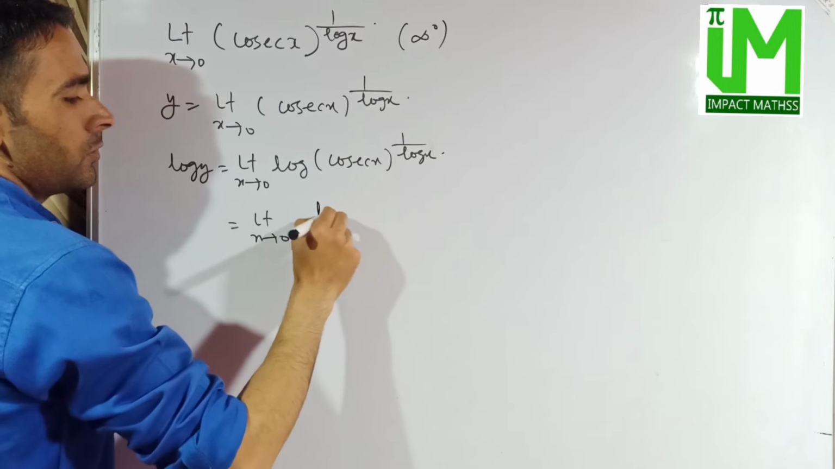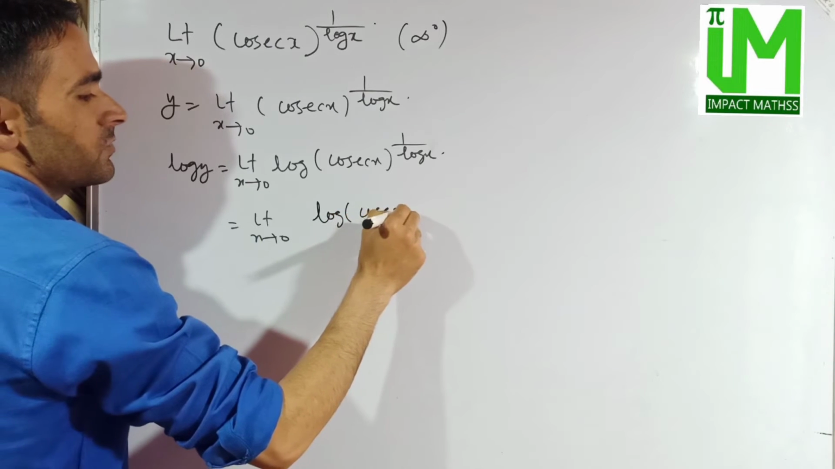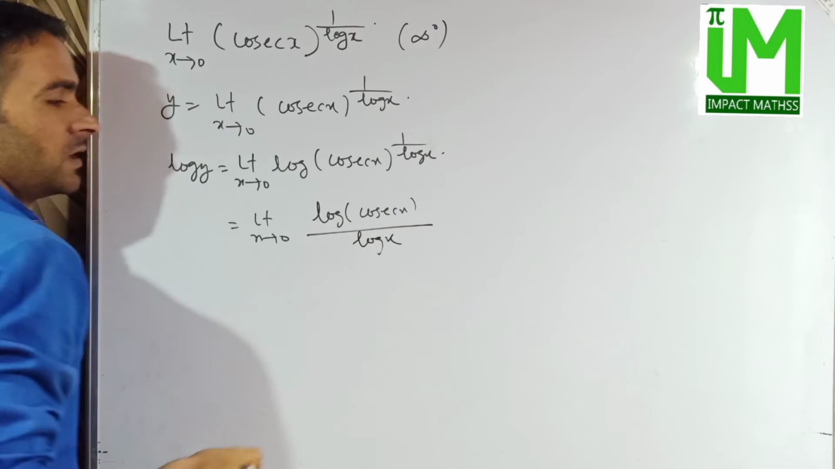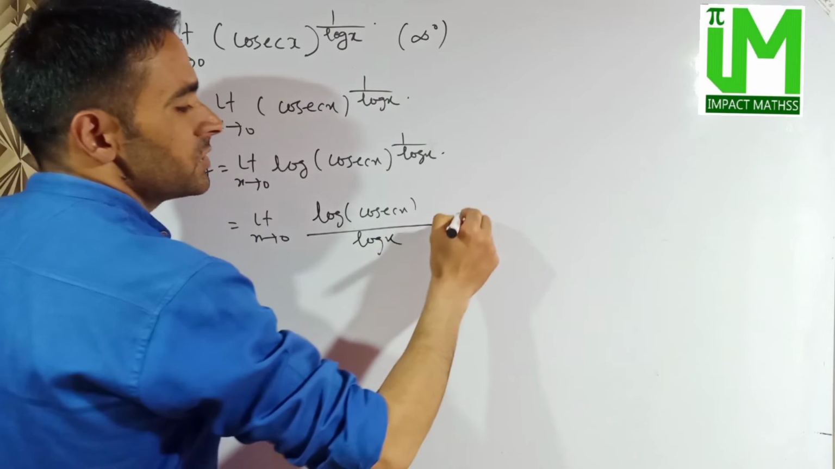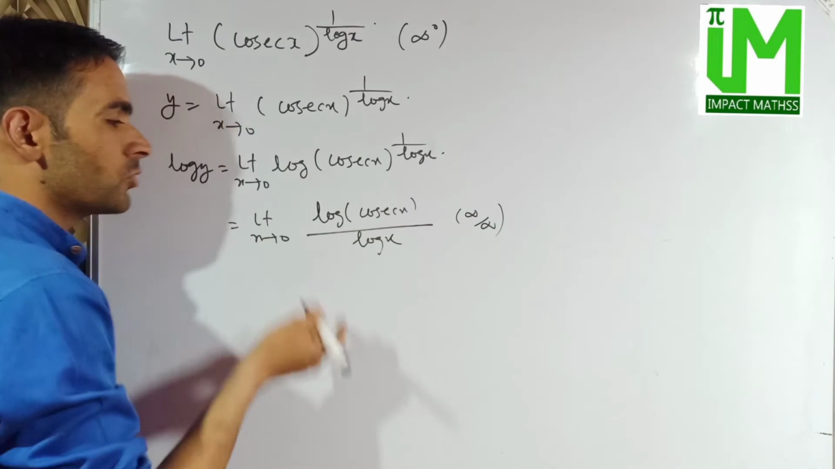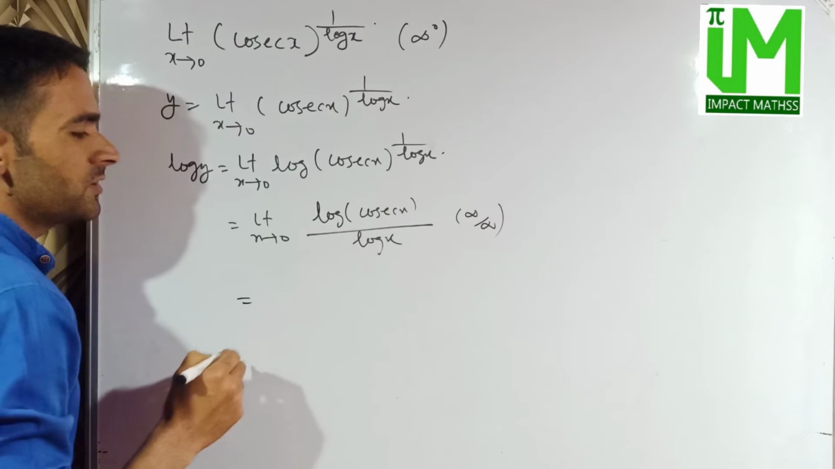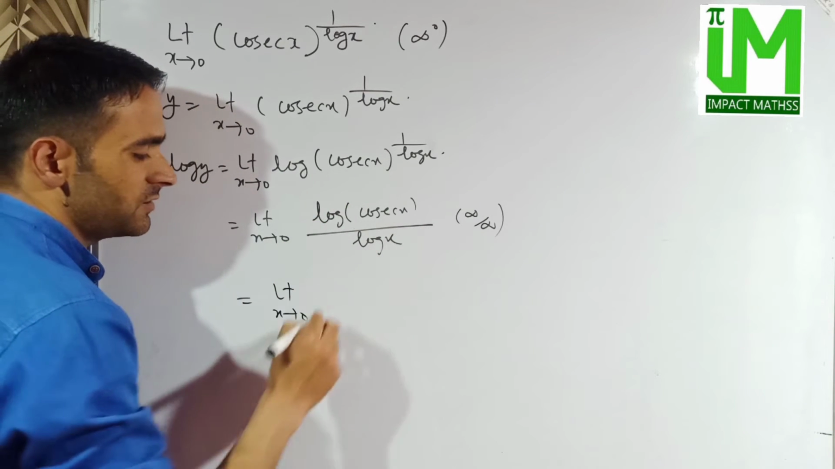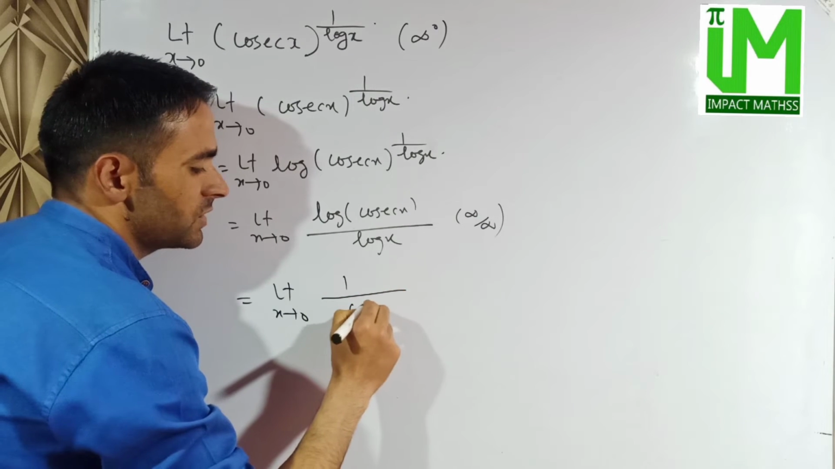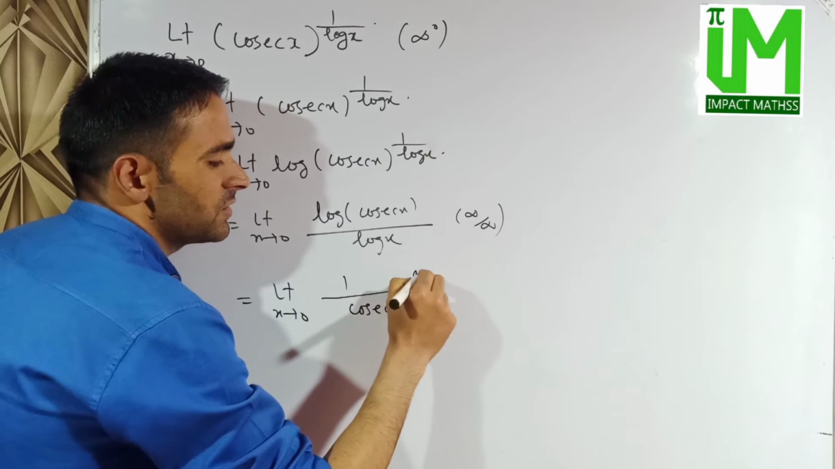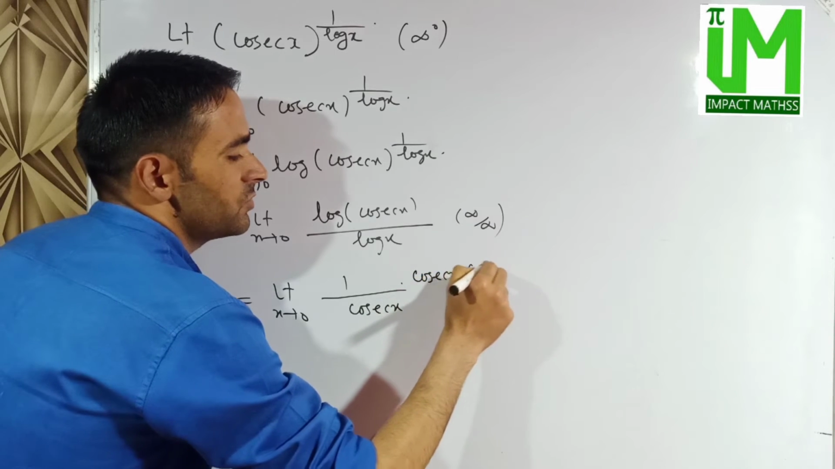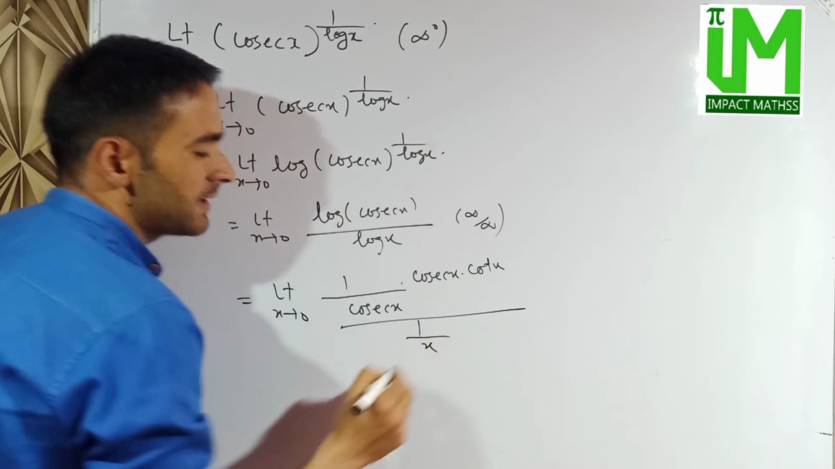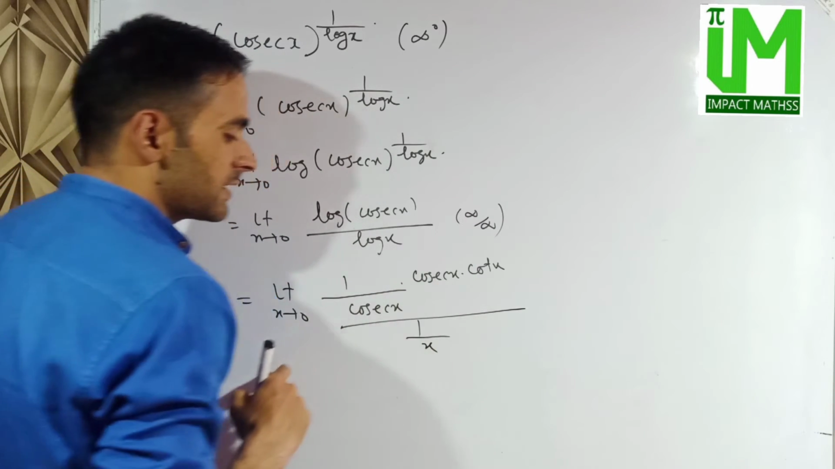So it will be log of cosec x divided by 1 by log x, so it will be log of x. Now this is reduced to infinity by infinity form. So applying L'Hopital rule, this will be limit x approaches 0. So log of cosec x की differentiation 1 divided by cosec x into cosec x की internal differentiation, cosec x into cot of x, divided by log x की differentiation 1 by x. cosec x से ये cosec x cancel होगा.